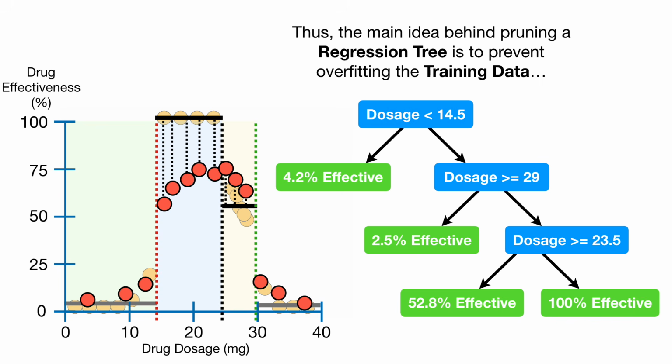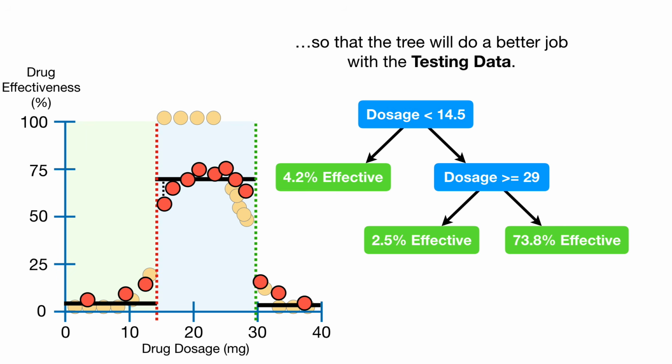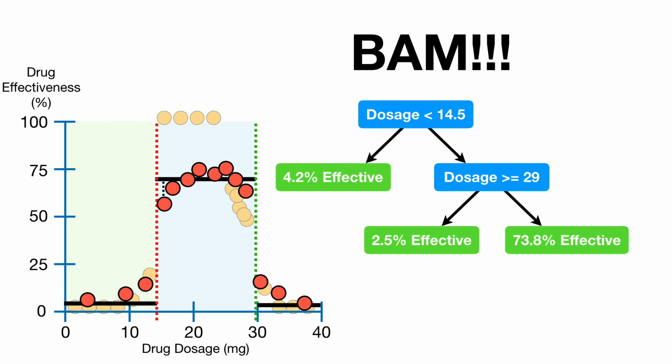Thus, the main idea behind pruning a regression tree is to prevent overfitting the training data so that the tree will do a better job with the testing data. Bam!